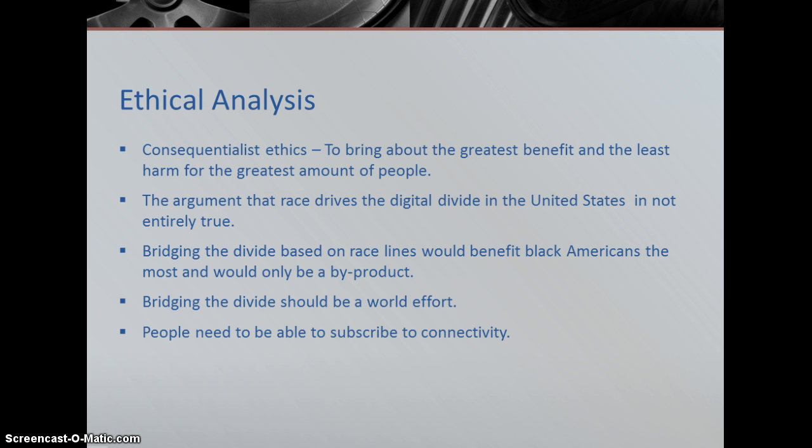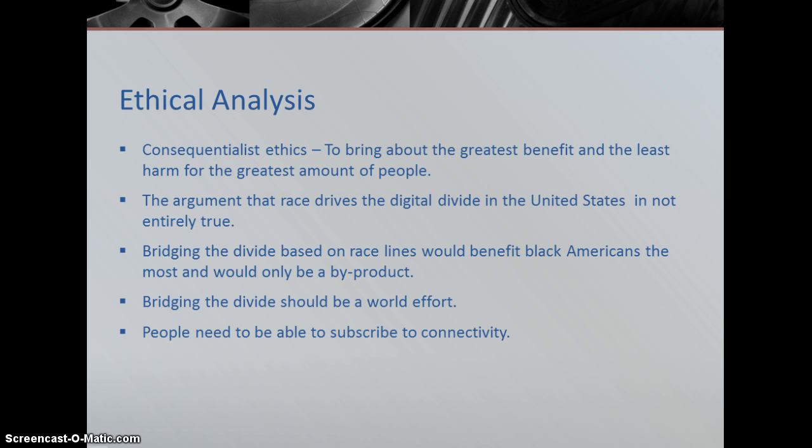Bridging the digital divide should be a world effort. Individual countries should not just focus on bridging the digital divide on their own soil. The situations in India and Africa face the same ethical dilemmas, but they are exemplified in more extreme forms than what is found in the United States.